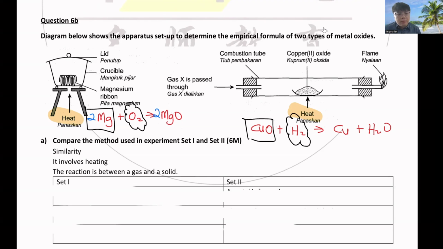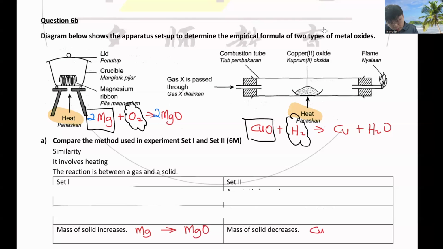Okay. Then after that, for the differences, what are the differences? So first, you can mention the mass increase and mass decrease. The reason is because this one starts with Mg, then turns into MgO. So with oxygen added, your mass should increase. Then the other one is from CuO turning to Cu. So CuO is heavier, then Cu is lighter, so the mass decreases. So this is the first difference.